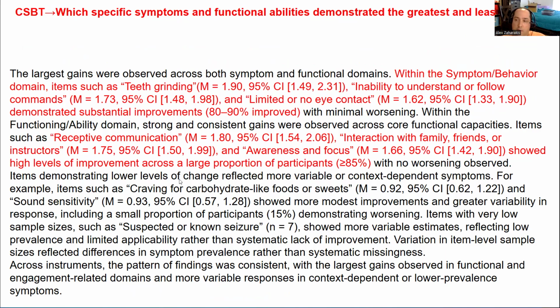So doing that same kind of analysis, we've already looked at this in one way or another for the CSBT. Teeth grinding was one of the top ones, 1.98, confidence interval 1.49 to 2.31. Some other ones, inability to understand, limited or no eye contact. These are some of the top improvements. Receptive communication, interaction with family and friends also improved quite well, awareness and focus.